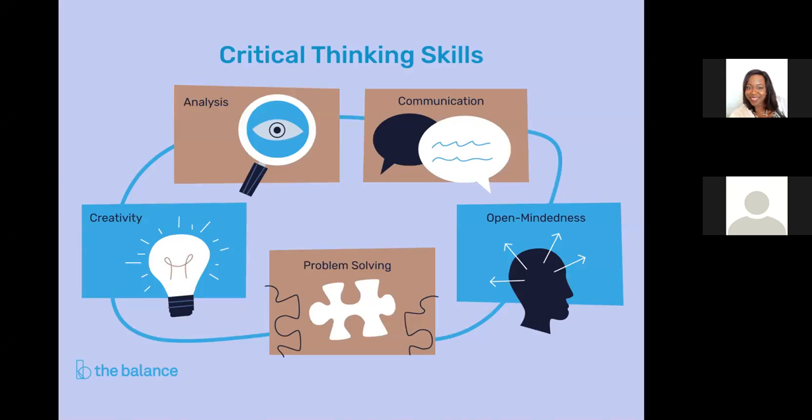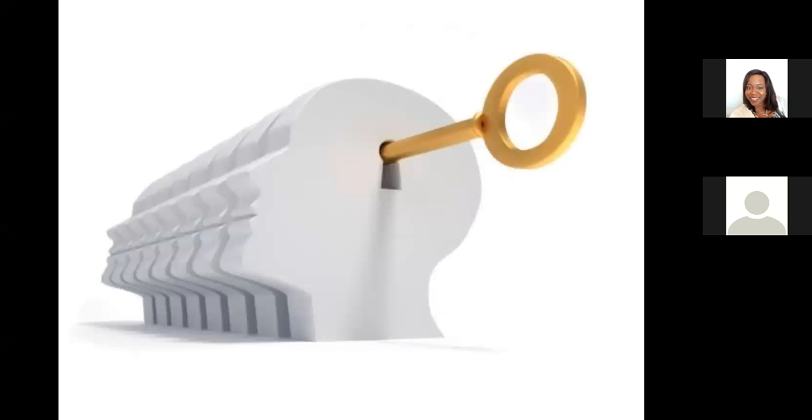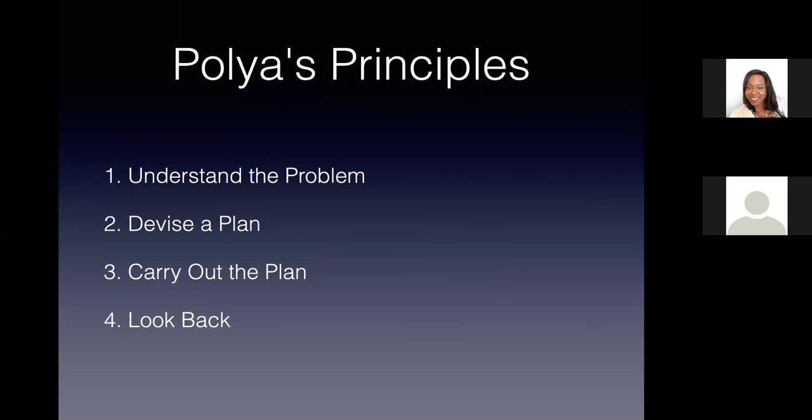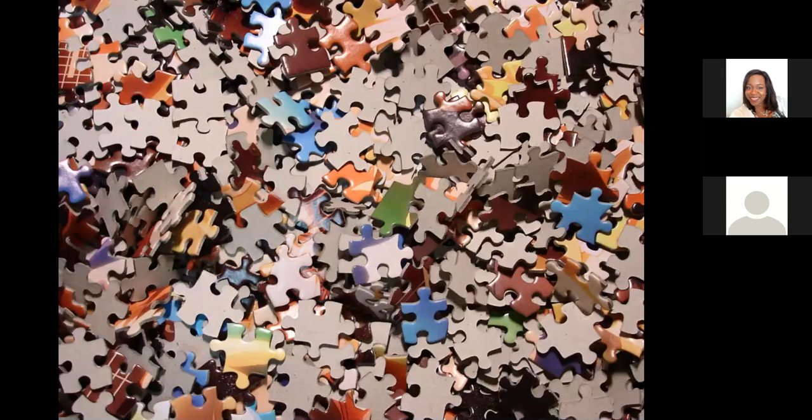So we want to activate these critical thinking skills. We want to unlock these abilities in our students. Here's how Polya says we should approach problem solving. 4 steps. And we'll drill into each of these. So let's apply these 4 steps.